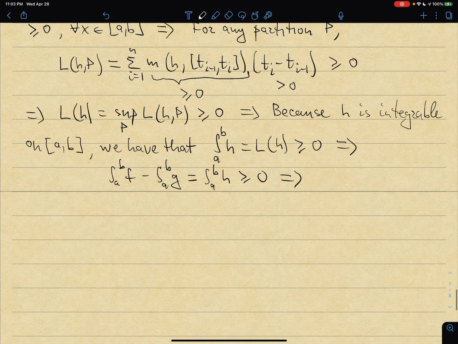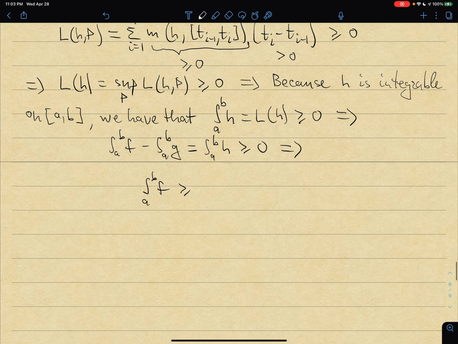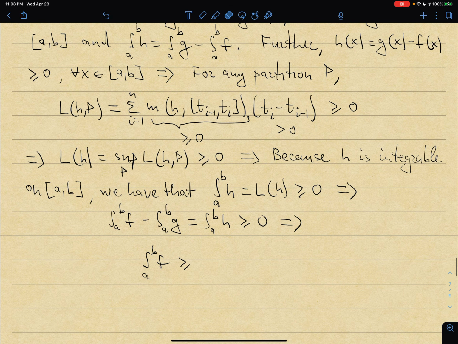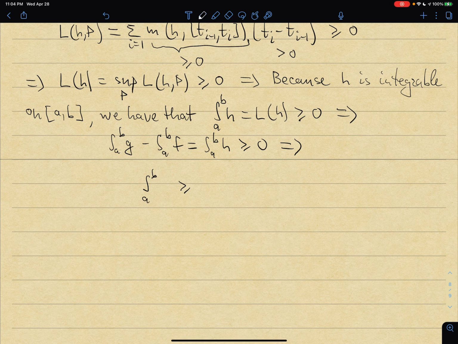And so because of that, integral from a to b of f is less or equal, let's see, what am I doing here? I wrote them backwards, sorry. Integral of g minus integral of f. So integral of g must be greater or equal than the integral from a to b of f, and that's what we wanted to show.